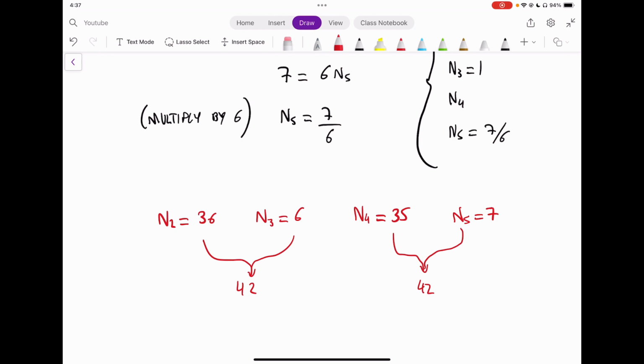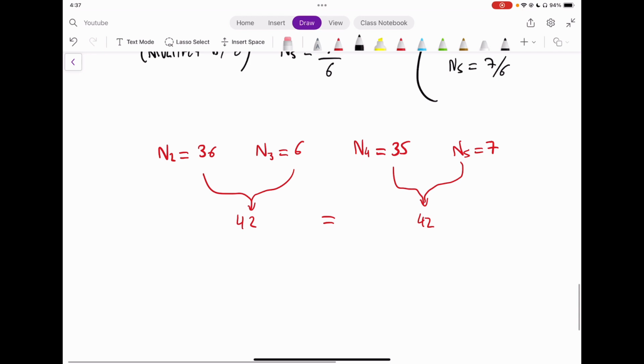Based on this normalization, we normalized everything as 1. Then we multiplied by the number to get rid of the decimal for N5, which is our lowest number essentially, and we got all whole numbers. Now, based on this, we say, okay, 42 is equal to 42, therefore it satisfies everything. It satisfies our N2 plus N3 is equal to N4 plus N5. So we're good to go, satisfied.